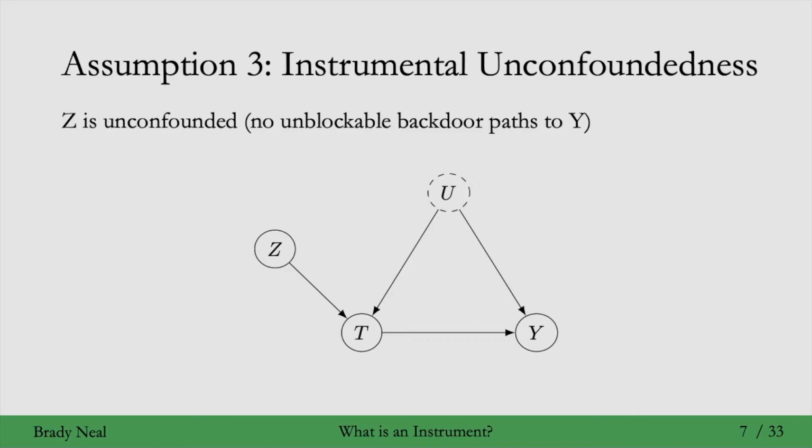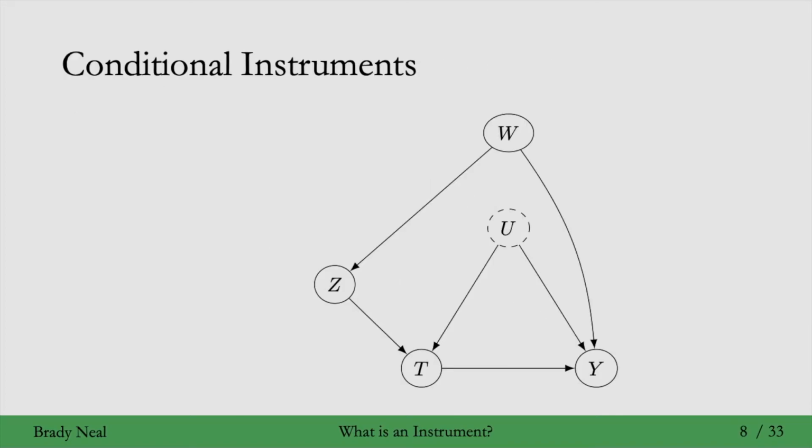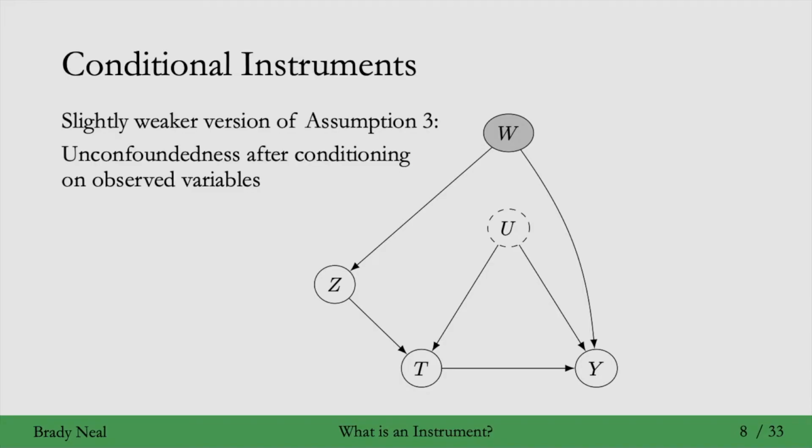Just like the assumption in the last slide, this assumption corresponds to removing an edge from the graph. And we could have a graph where there is a backdoor path from Z to Y, so here it's Z to W to Y, but because W is observed, we can block that backdoor path by conditioning on it. This gives us a slightly weaker version of assumption 3, where we have unconfoundedness after conditioning on observed variables. And if we have this, we would call Z a conditional instrument.